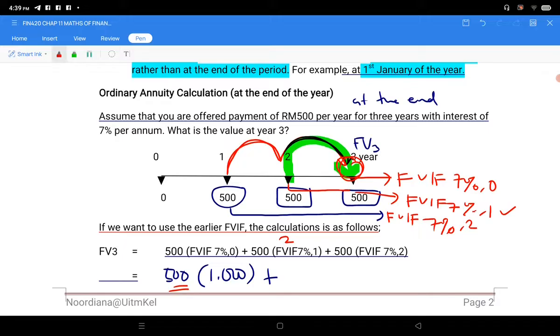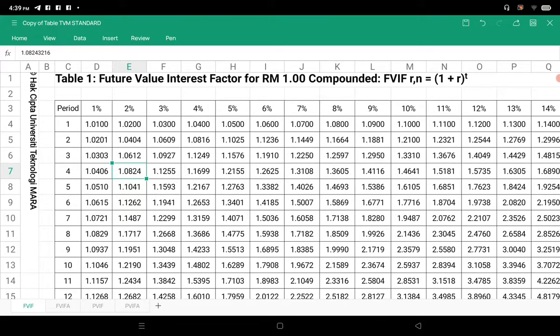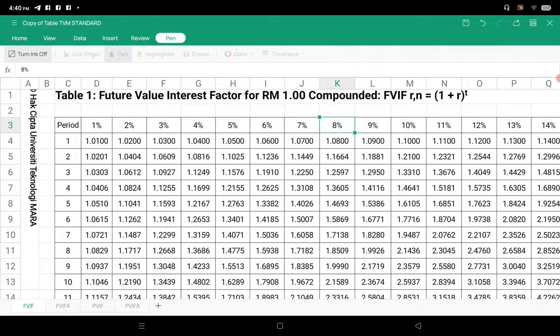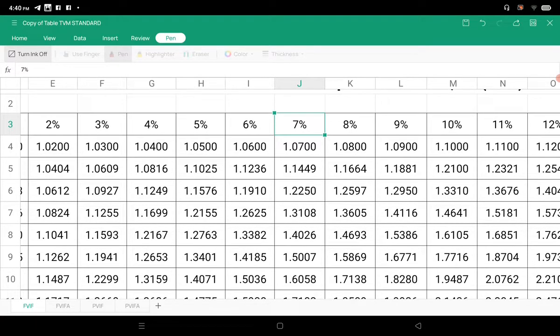Tapi don't worry, jangan pening-pening lah. Just saya tunjuk mengikut garis timeline je. So yang ni akan jadi 500 darab FVIF 7% 2. Awak tengok dalam jadual 7%, yang saya highlight warna hijau ni. And then 7% satu, iaitu satu periodnya, adalah 1.0700.